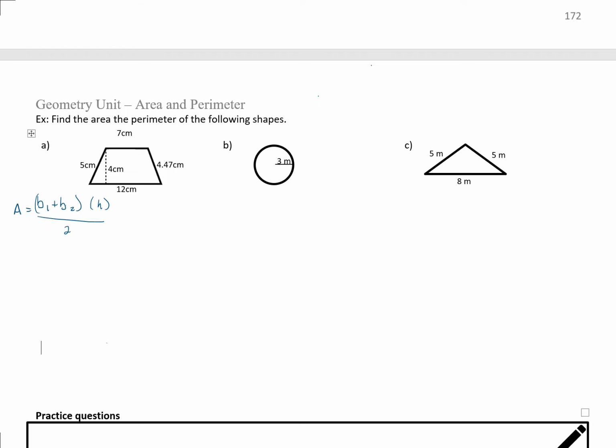So in this case, base 1, 12, and base 2, 7, times our height, 4, divided by 2. So 12 plus 7 is 19. So we have 19 times 4 over 2. And if we calculate that, 19 times 4 divided by 2, we can do that all in one step. The area is 38. We always need our units, so we're looking at centimeters squared.